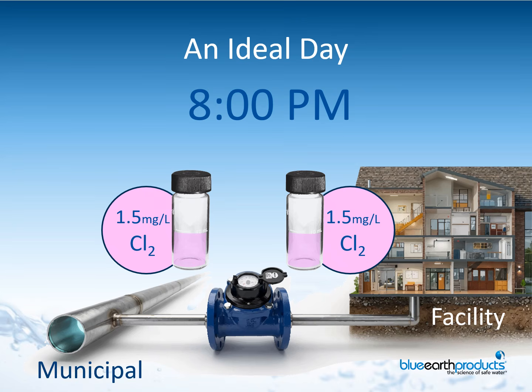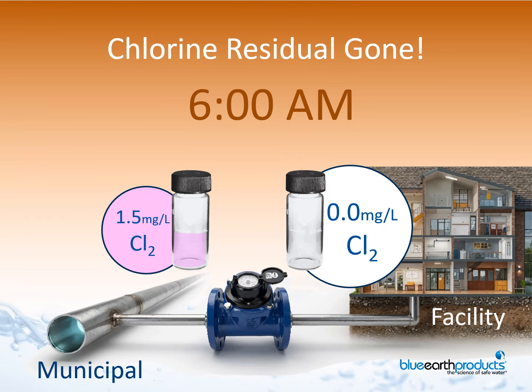Let's go ahead and start with just an ideal situation where we have a municipal system with good water quality, a good strong residual passes through the meter into a facility where it maintains that water quality and residual. In this scenario, the pipes are just a means of conveyance. But of course, overnight, sometimes we lose all of that water quality. We lose the chlorine residual. And that's what this talk is about today. We're going to talk about ways that we can work with systems that struggle in this way.